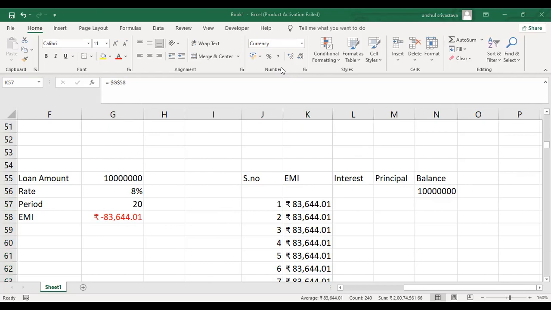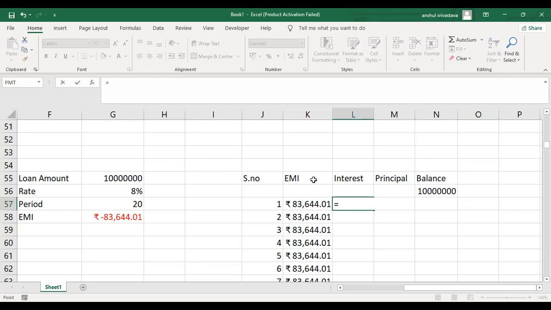Now see this. How will we calculate interest? In the same way, the first month interest would be 1 crore into 8%, but put 8% by 12. Why? Earlier we did not divide by 12 because it was a yearly loan. Now this loan is a monthly loan.